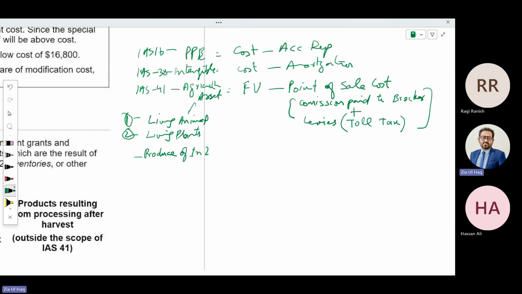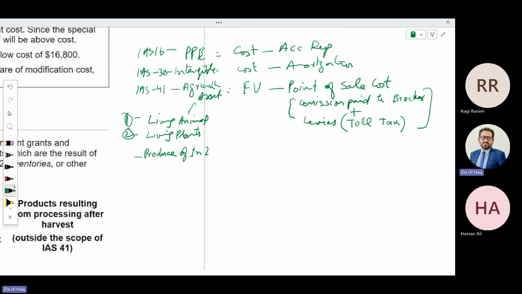These agriculture assets we cannot sell in the market by ourselves. We can sell these things in their market only. Fruit we can sell in the fruit market. Vegetables we can sell in the fruit and vegetable market. Animals we can sell in the animal market only.